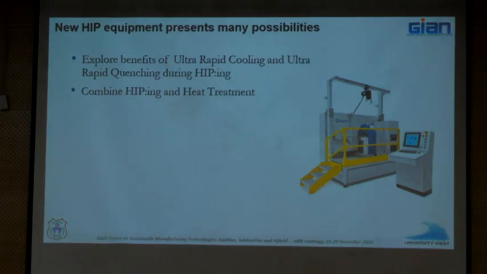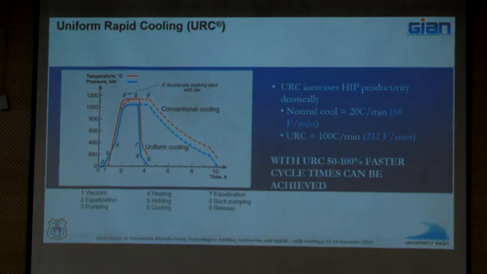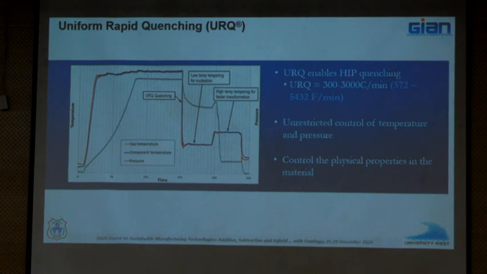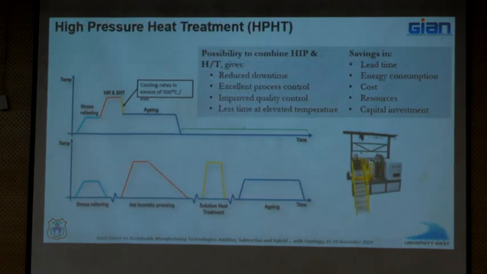We have been using this kind of equipment for HIPping. The reason I showed you that video from Quintus is that this equipment allows us to do not just HIPping, but HIPping plus solutionizing plus aging in the same furnace, right. So, our next ambition was, can we do this 4+1 cycle inside the HIP, because we are HIPping it in any case. That is what we began to explore, because this facility provides that possibility, because of the ultra rapid cooling or quenching that is possible in their furnaces.